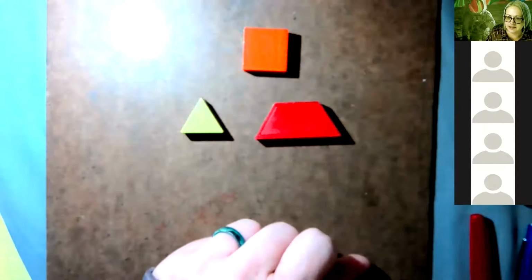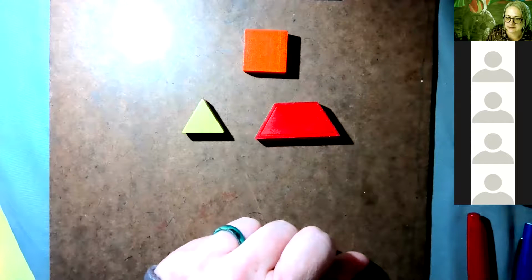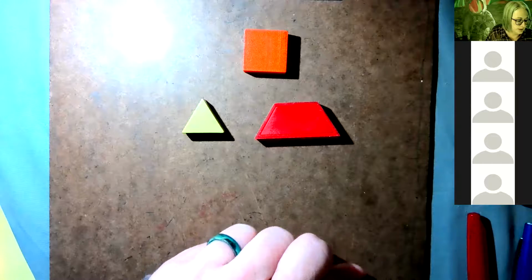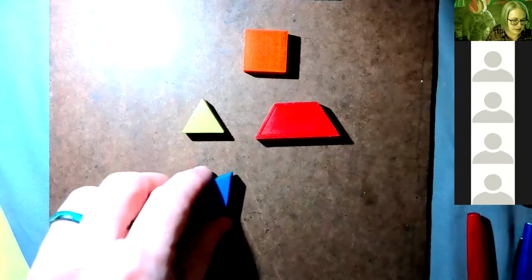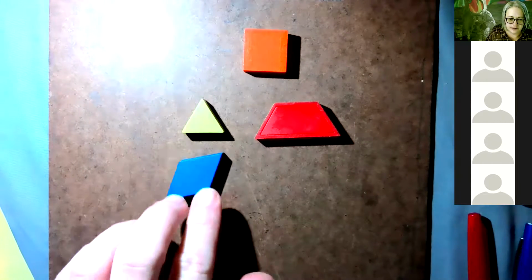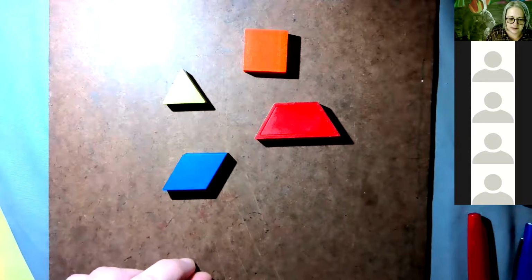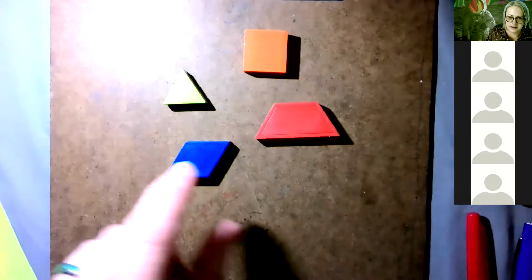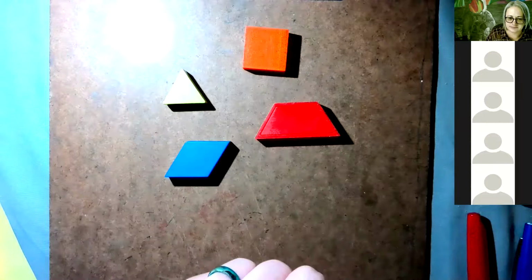Can anybody tell me what the name of that one is? A trapezoid. Trapezoid. How about this blue one right here? Square. No, it's not a square. That's what a square looks like.